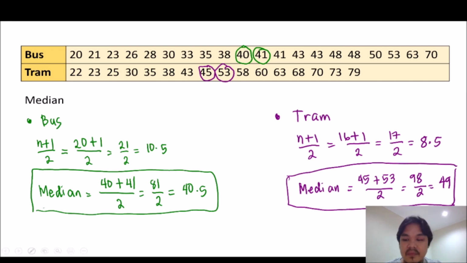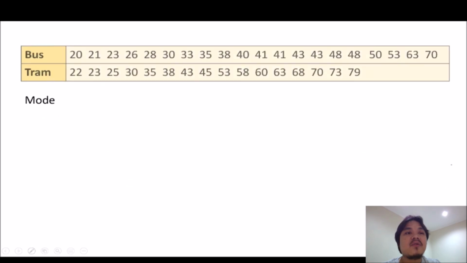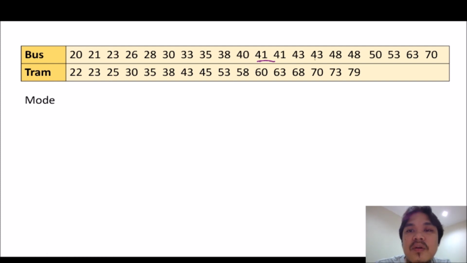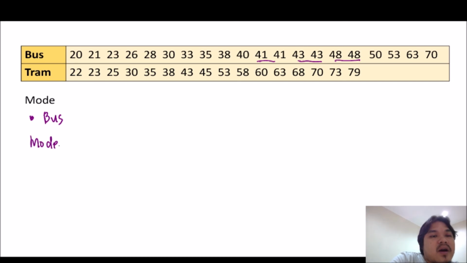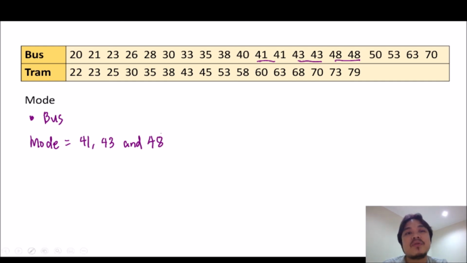Let's now calculate the mode. Looking at the bus data, we have three scores that have the same frequency. That is 41, 43, and 48. So the mode for the bus is 41, 43, and 48. So we call it a multimodal distribution.